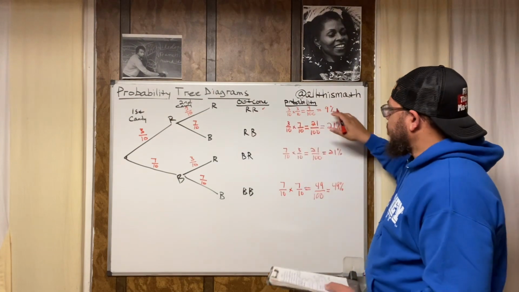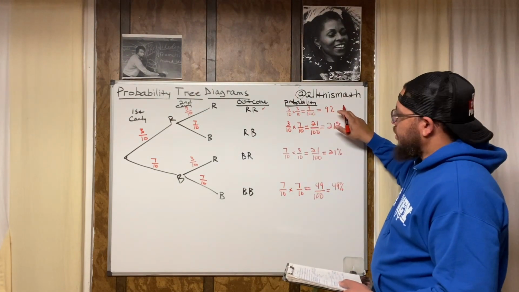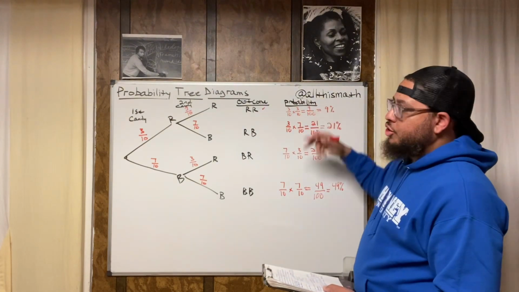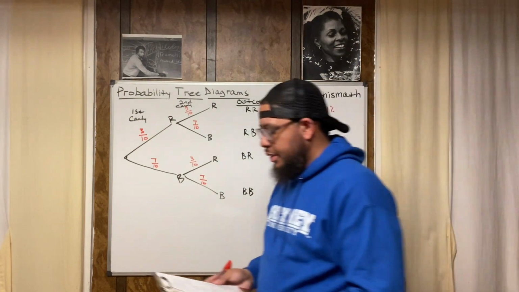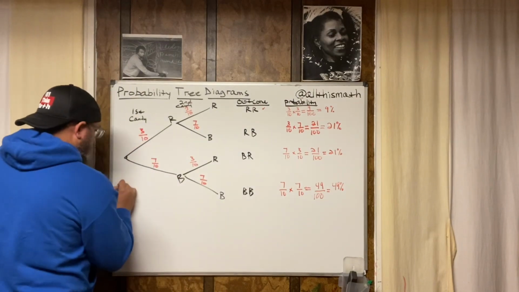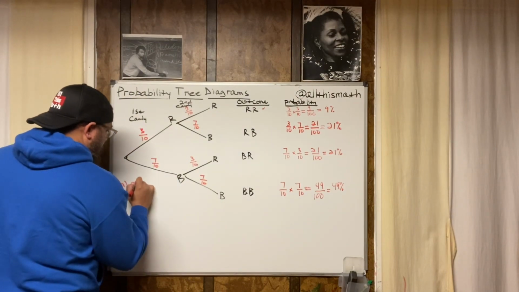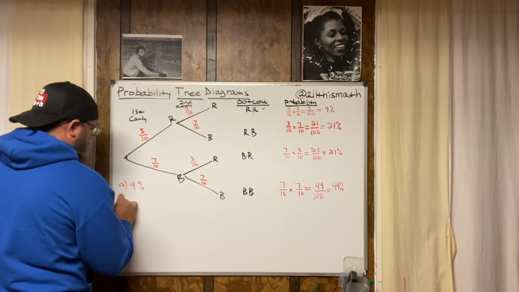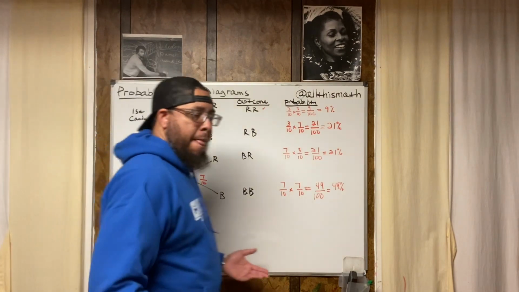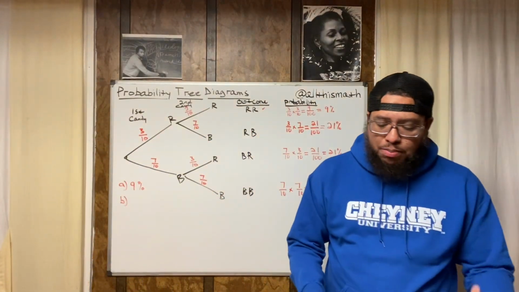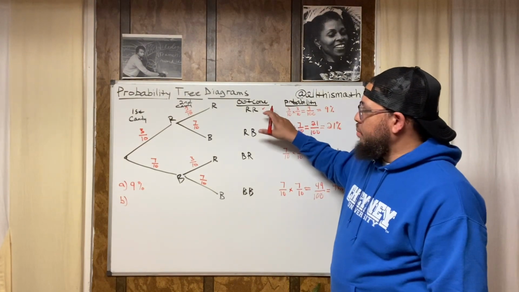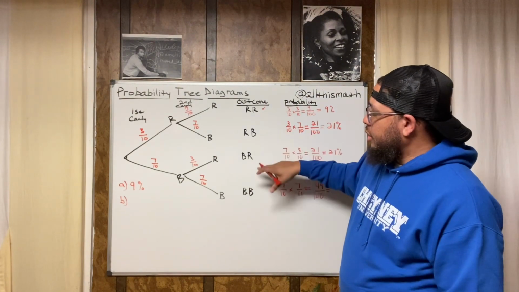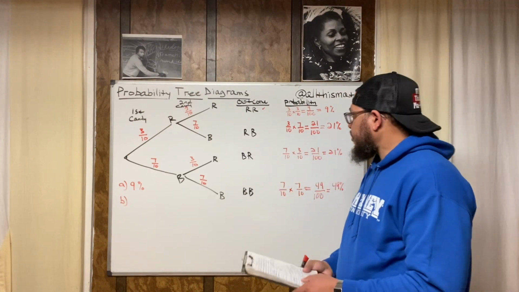So all you gotta do is go to this right here and say, oh, 9%. It's a 9 out of 100 chance that that's gonna happen. So the correct answer for letter A is 9%. So I'm gonna write that over here. 9%. That's the correct answer for letter A. Because the question says, what's the probability that she picks 2 red candies? This is the scenario where she picks 2 red candies. Not this one, not this one, not this one.